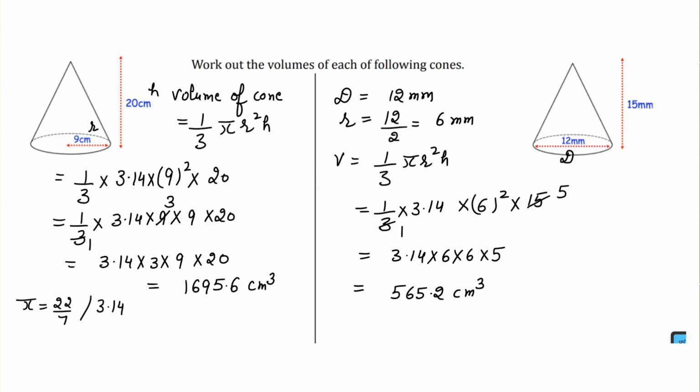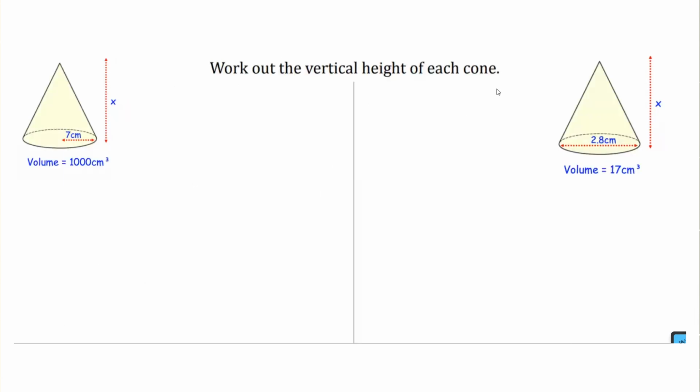Now let's understand the questions where one of the radius and height is missing and the volume is given, and we have to calculate either height or radius. The height is missing, so we have to calculate the value for height, but they have given us the radius as well as the volume. So we'll write V equals 1 by 3 pi r square h.